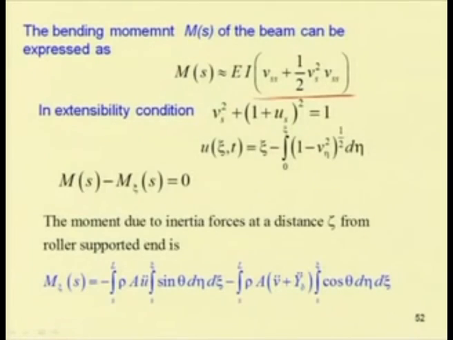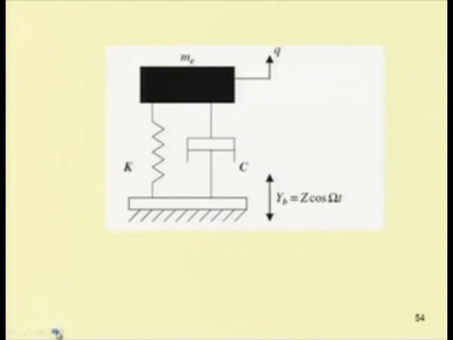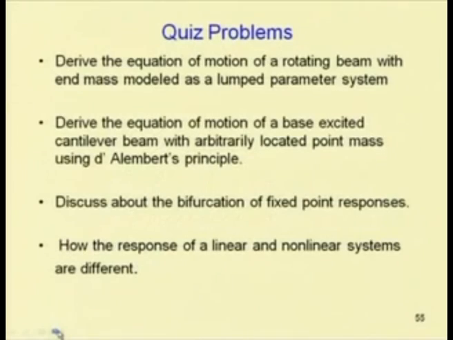So, one can write the bending moment, and now by using this inertia term, one can write this bending moment minus the bending moment due to this inertia equal to 0, and one can derive the resulting equation of motion. So, one can model the system like a spring mass damper system with a moving base and find the equation of motion also. So, let us see some quiz problems.